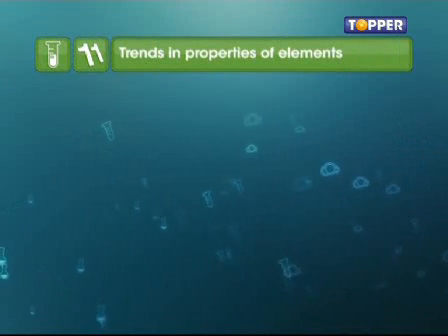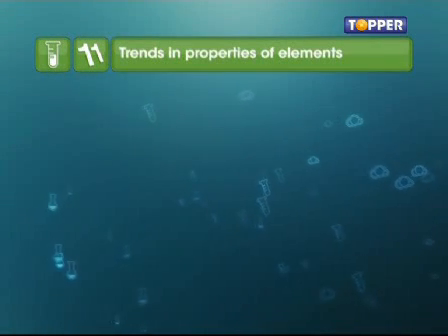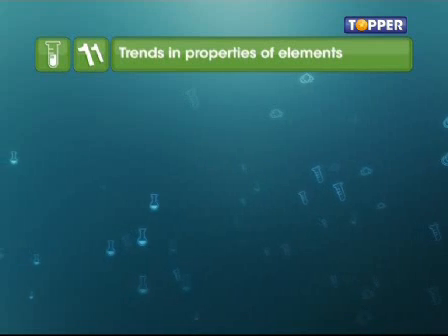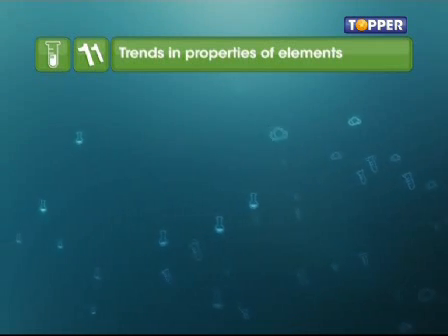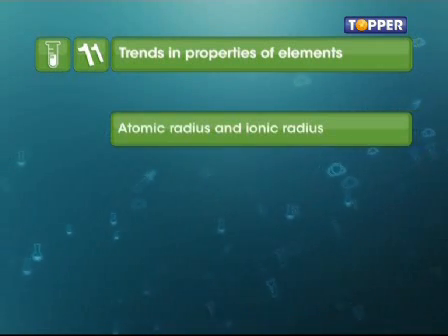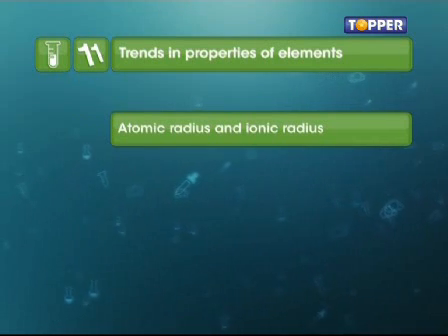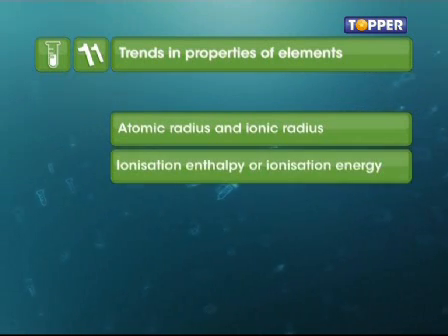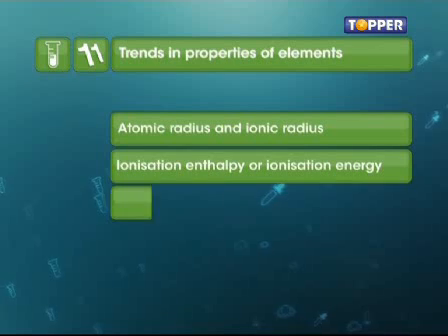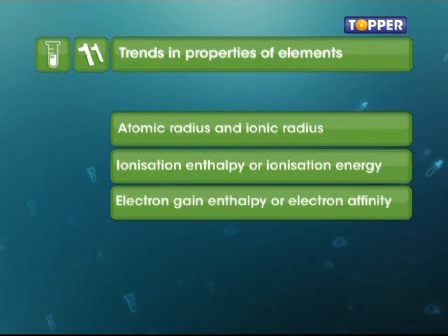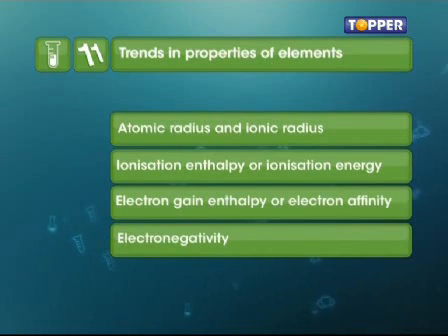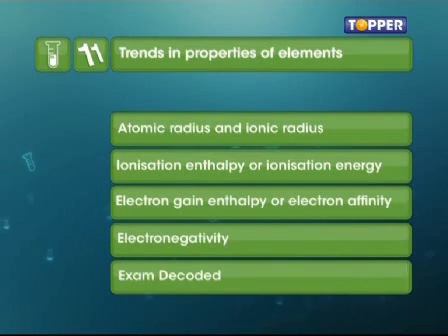Hello and welcome to the show. Today I will be taking you through the periodicity, or the observable repetition of physical properties of elements along the periodic table, in terms of atomic radius, ionic radius, ionization enthalpy, electron gain enthalpy or electron affinity, electronegativity. And finally, we will take an in-depth look at probable exam questions.